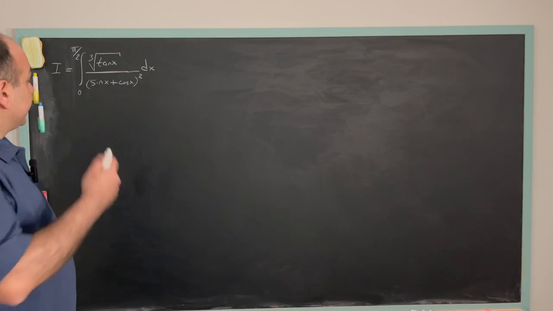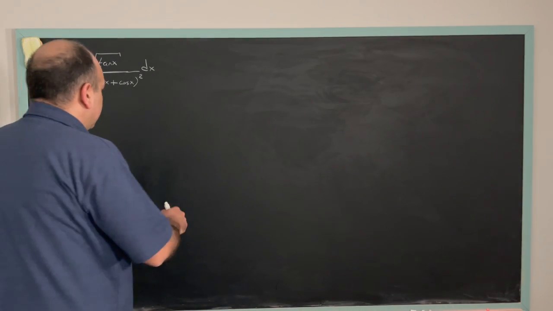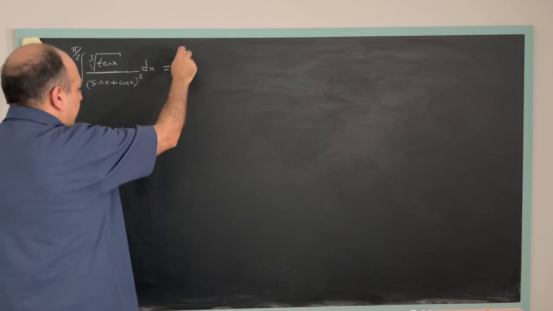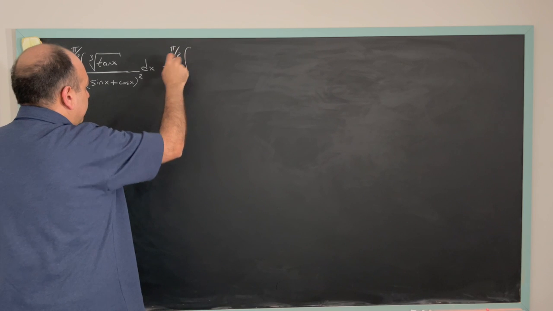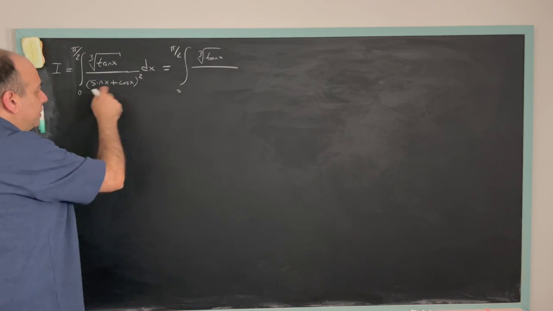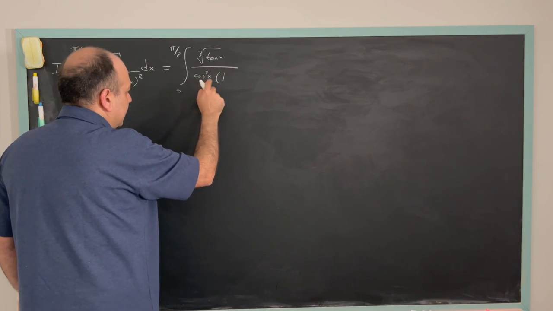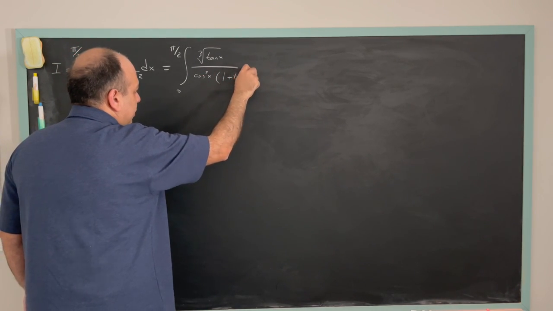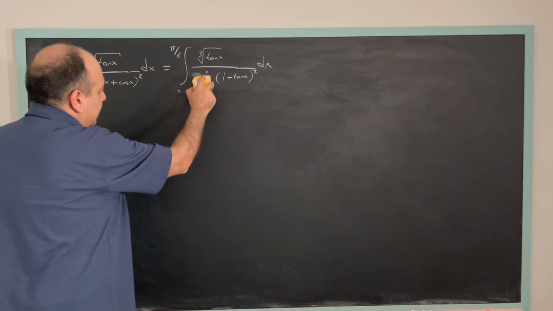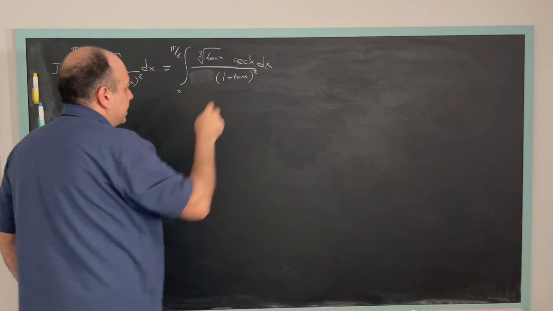Okay, here we have tangent, sine and cosine functions. So the first step that I would like to do is take this cosine out. So I'll have another tangent here. In other words, this is from 0 to pi over 2, the cube root of tangent x divided by cosine square x, times (1 plus tangent x) squared dx. But 1 over cosine square x is nothing but secant square x.